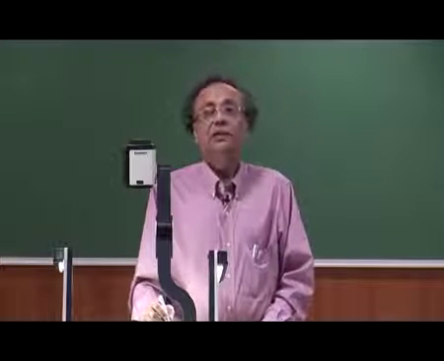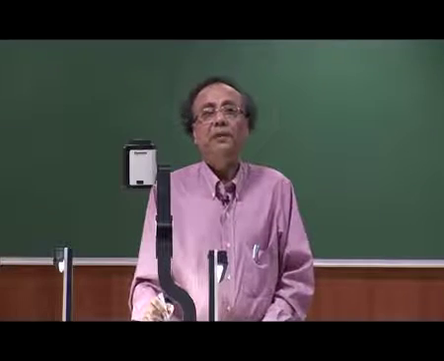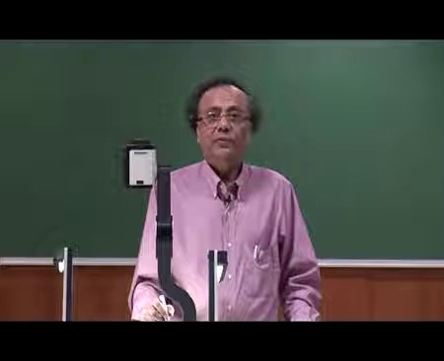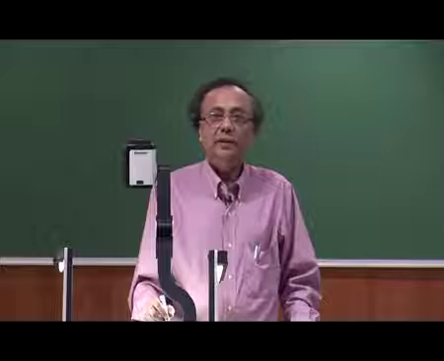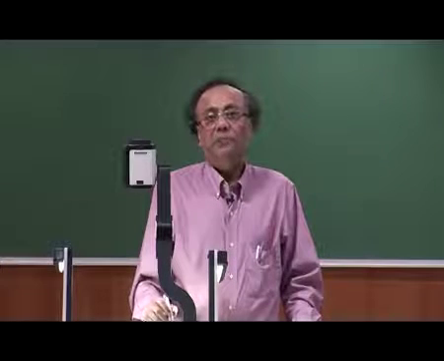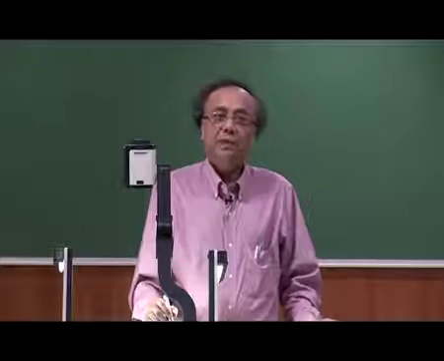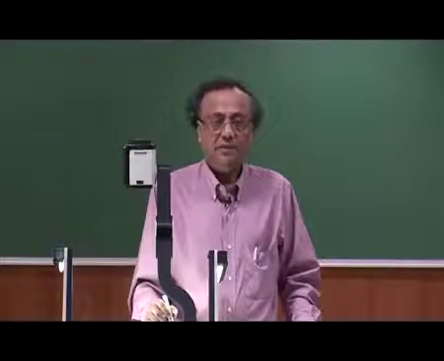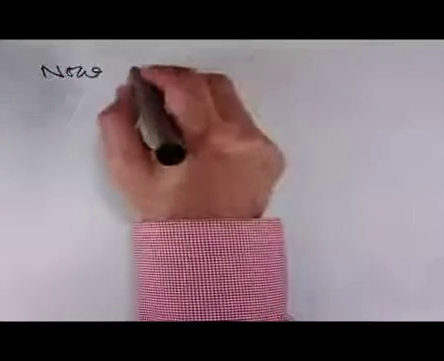Since A is non-singular, determinant of A is non-zero. Therefore, division by determinant of A makes sense, and this way we can get hold of a matrix, namely adjoint of A divided by determinant of A, which when multiplied by A, either pre-multiplication or post-multiplication, gives identity.